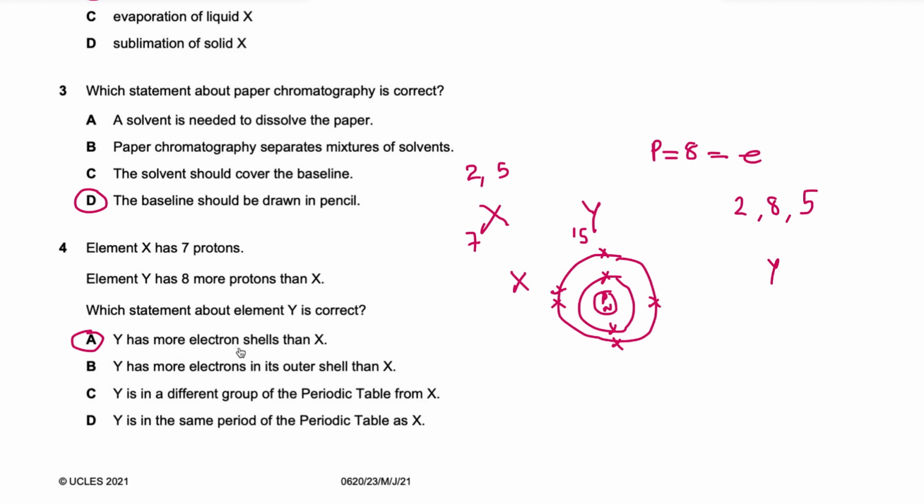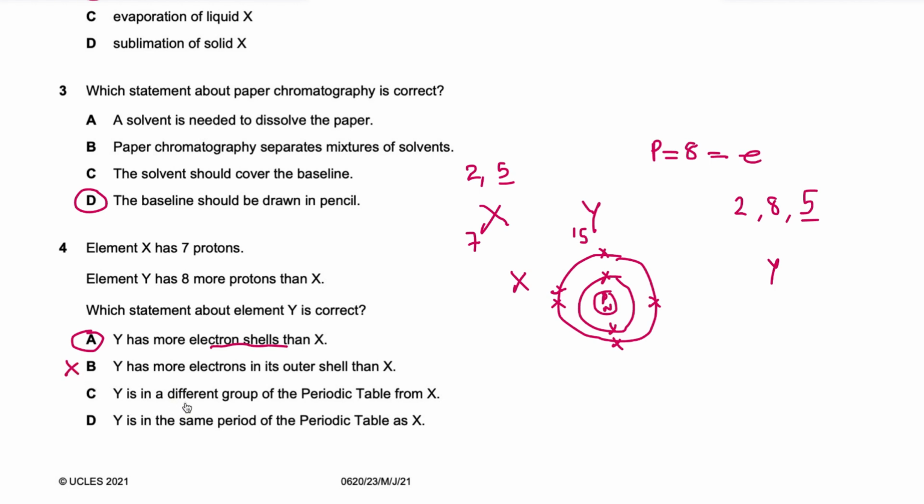Y has more electron shells. They just say more electrons. More electron shells. This one has 2 electron shells, and this one has 3 electron shells. Okay, so Y has more electron shells than X. That's the most correct one. You say Y has more electrons in its outer shell than X. No. In the outer shell, this one has 5, and this one also has 5. So B is not correct.